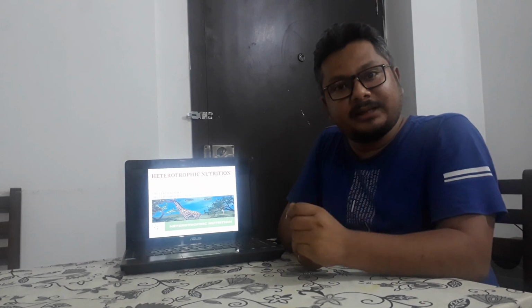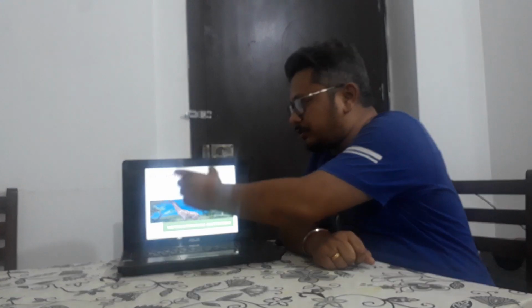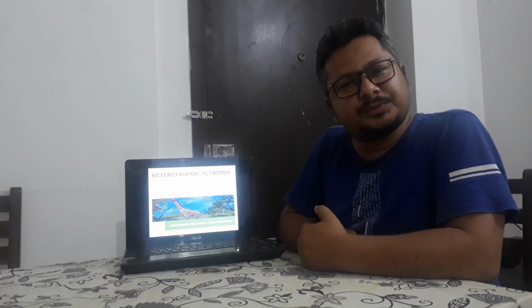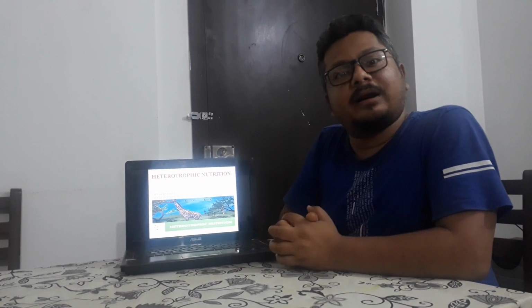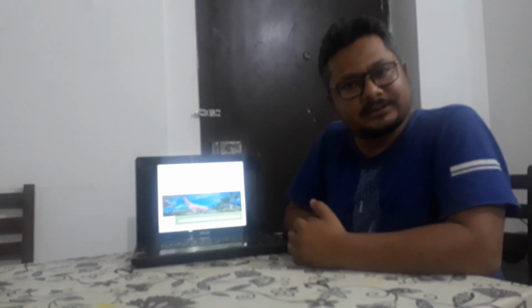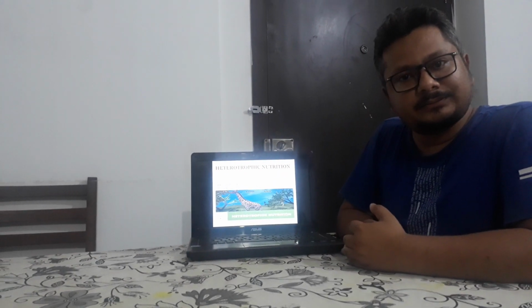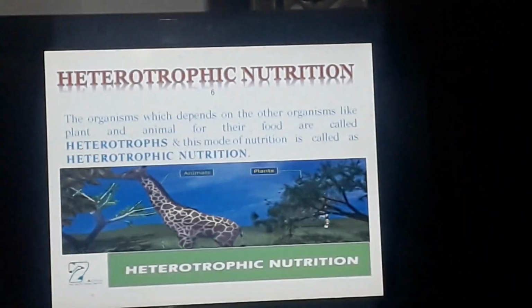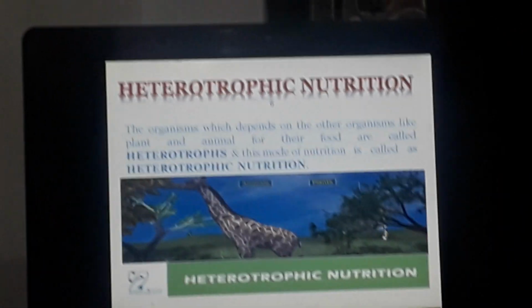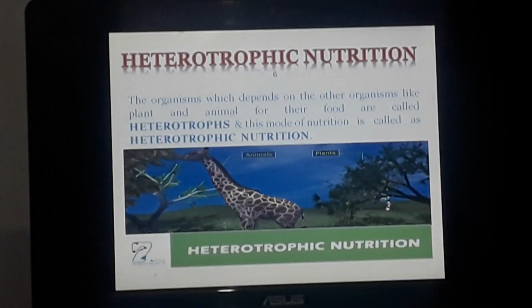The word hetero means other or different. Heterotrophic means those organisms which are dependent upon other sources for their nourishment, for their nutrition, are called heterotrophic, and the process is thereby called heterotrophic nutrition. So the organisms which depend upon heterotrophic nutrition are called heterotrophs, and the process is called heterotrophic nutrition.